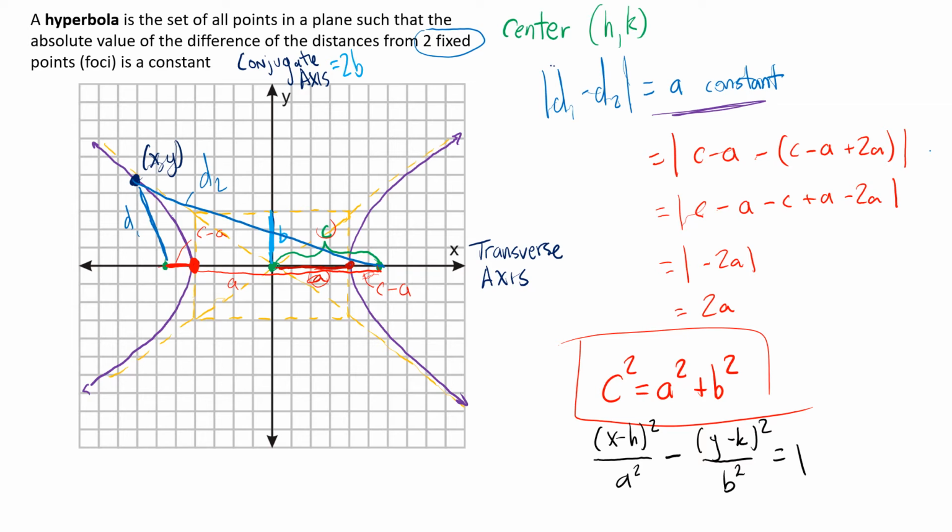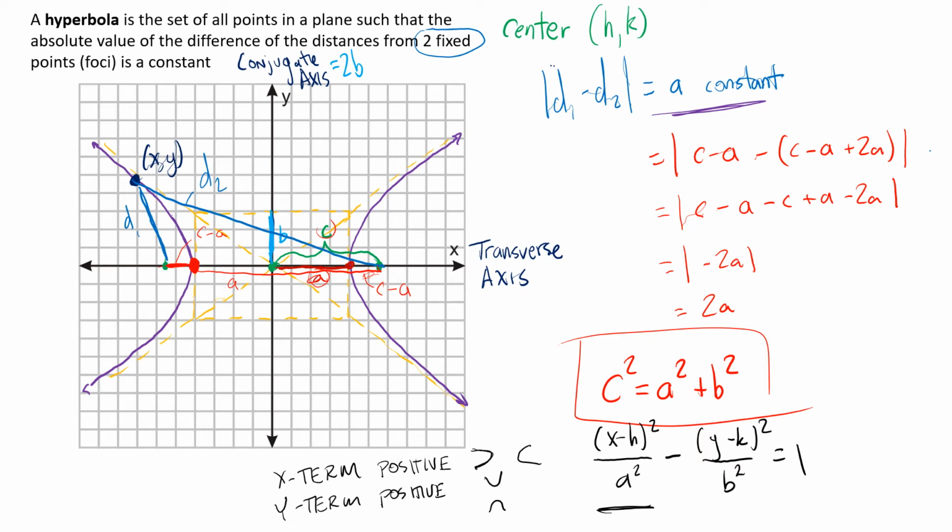That's the only difference. One thing to note is that if the x term is positive, when I say x term, I mean this term right here, if that's positive, then the hyperbola is going to be like a left and right parabola. It's going to open to the sides. If the y term is positive, it's going to open up and down. So it's going to be one of those.